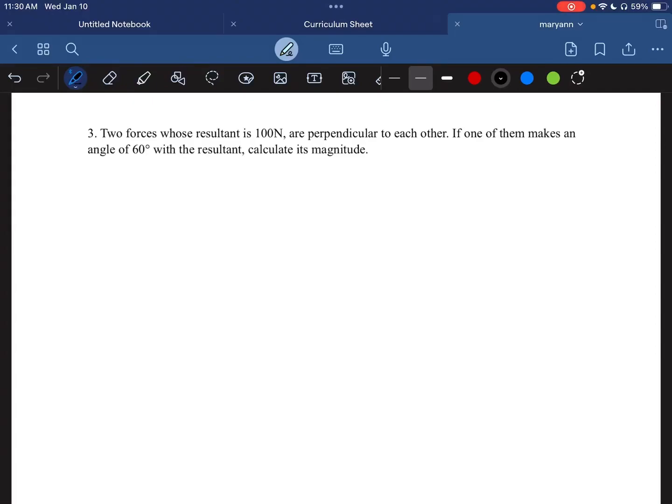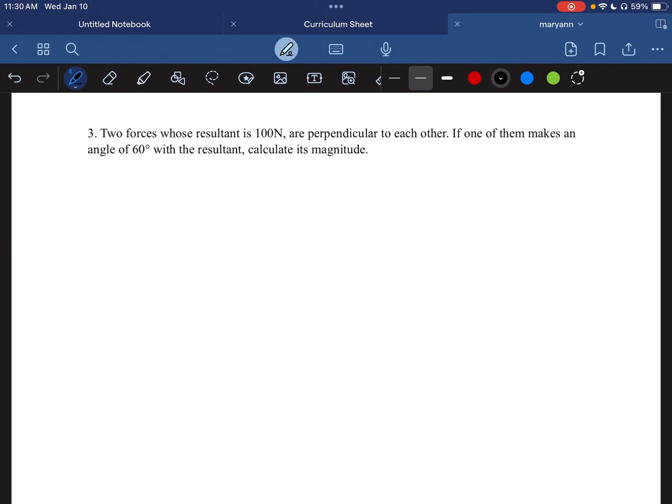Looking at this question, it says two forces whose resultant is 100 newtons are perpendicular to each other. If one of them makes an angle of 60 degrees with the resultant, calculate its magnitude.